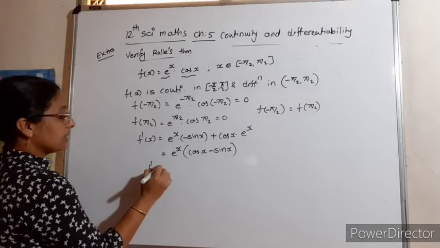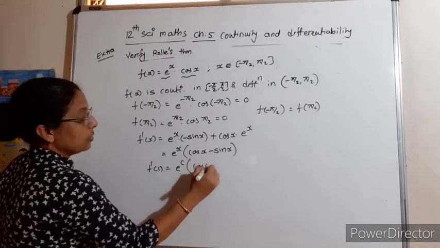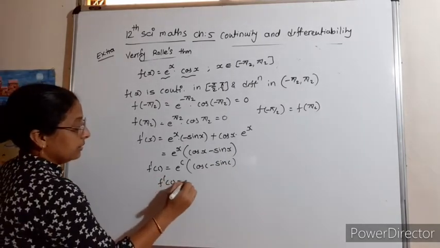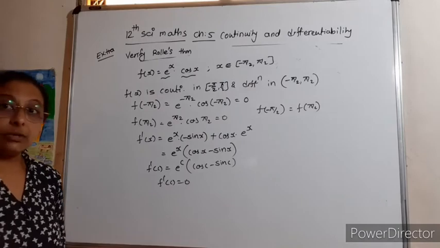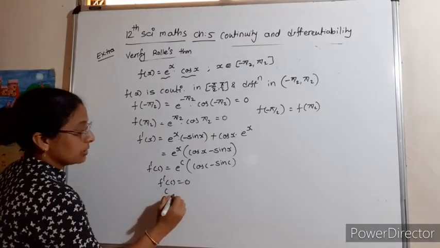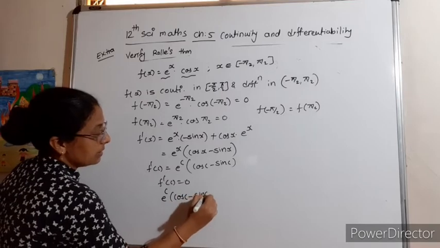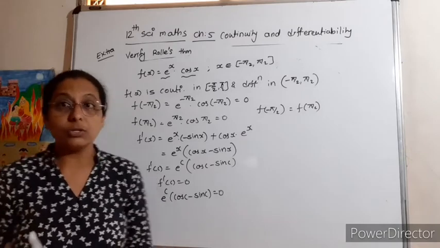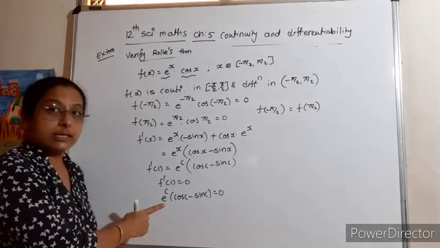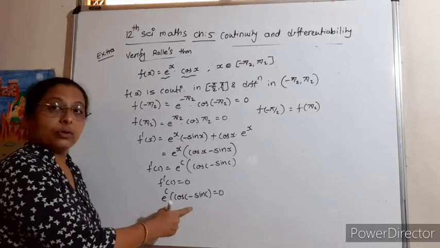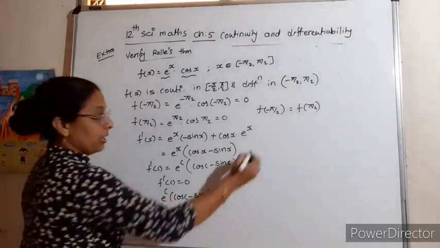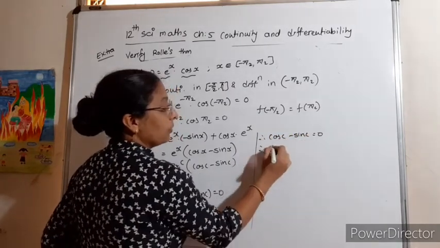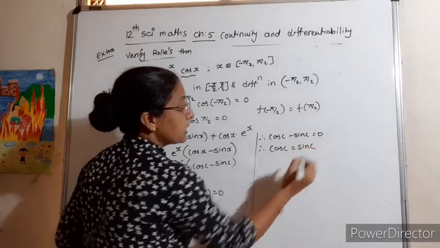Now we'll take f dash c, e raised to c cos c minus sin c. Now take f dash equal to 0. That is what? E raised to c cos c minus sin c equals 0. But again the exponent is never 0. So we can say that e raised to c is not 0. So what is 0 then? Cos c minus sin c. So here we'll write that therefore cos c minus sin c equal to 0. So we can say cos c equal to sin c.